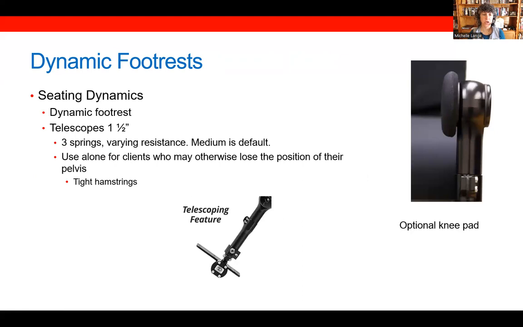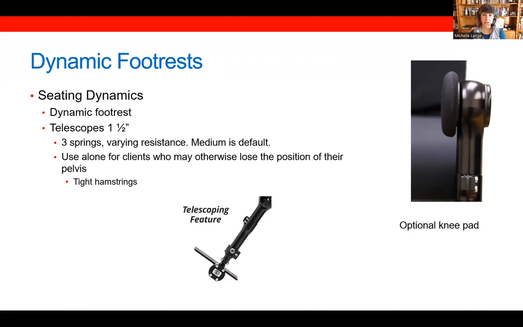So the dynamic footrest comes standard with a telescoping feature that moves about 1.5 inches downward. There's 3 different springs that come with this with varying resistance. The medium level is the default, but you can change it out to the others. I really like that there's a variety of resistances available in these products so that once it shows up, I can adjust it for that individual.